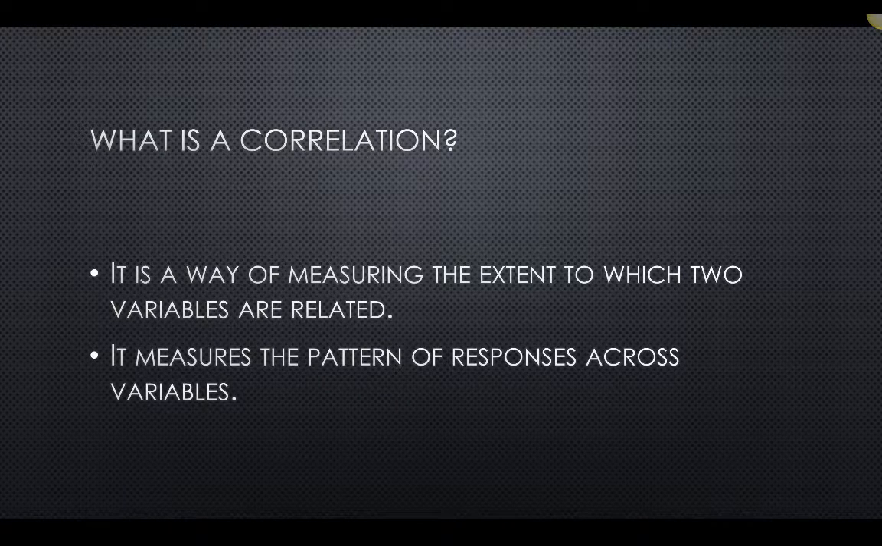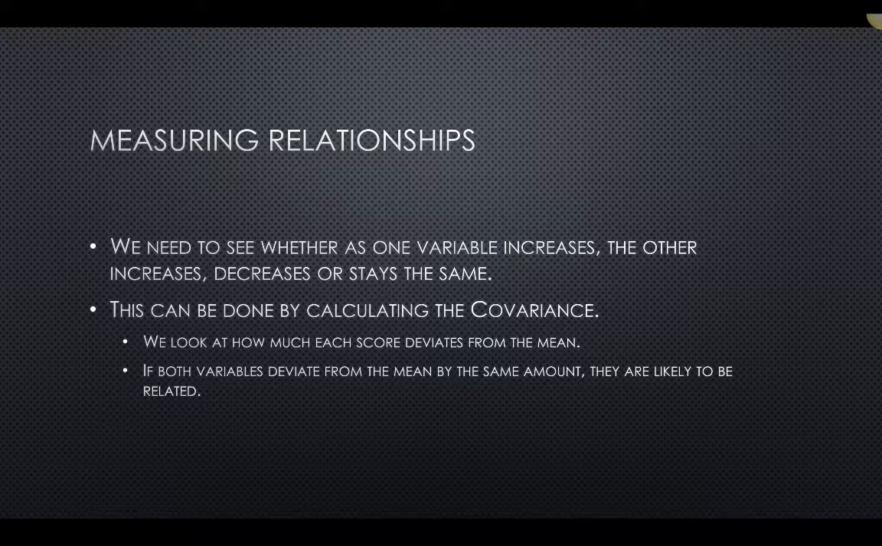What is a correlation? It's a way of measuring the extent to which two variables are related. It measures the pattern of responses across variables. We need to see whether, as one variable increases, the other variable increases or decreases or stays the same. This can be done by calculating the covariance. We look at how much each score deviates from the mean. If both variables deviate from the mean the same amount, they are likely to be related.